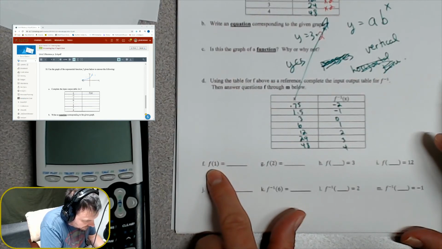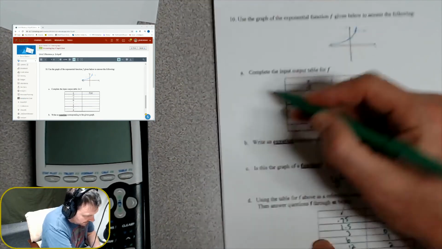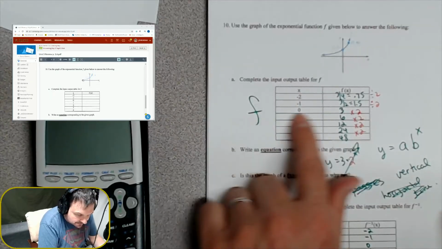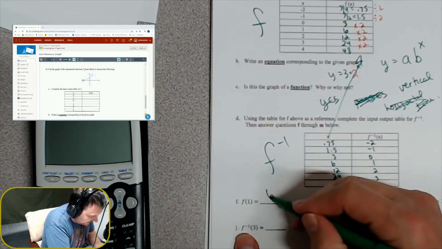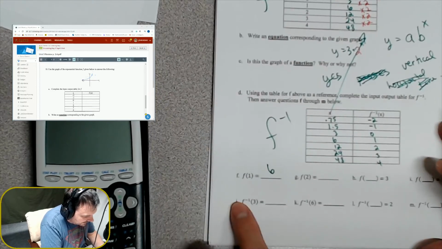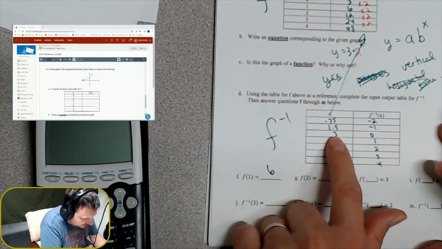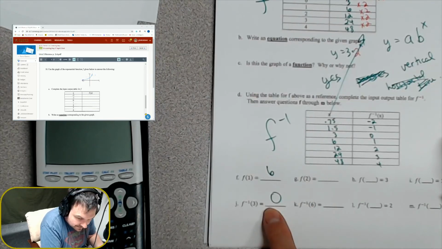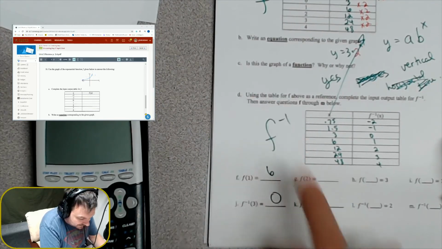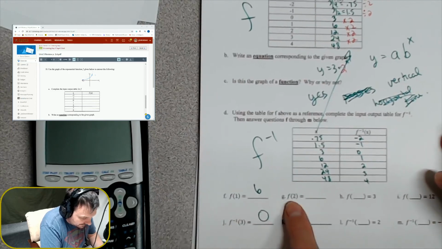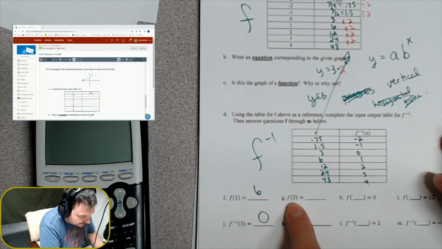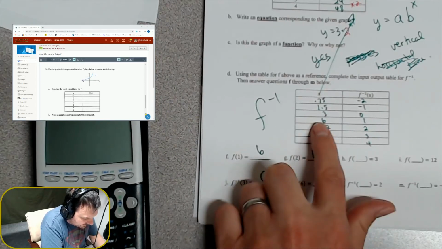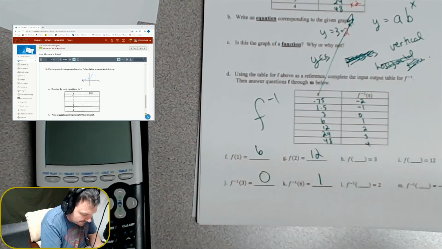When the function's 1, here's the function. This is f. This is f inverse. When the function's 1, I get 6. When the inverse is 3, I get 0. Okay, not 24. This is the inverse. I'm looking at the inverse there. Okay, when the function is 2, just read the chart, I get 12. When the inverse is 6, I get 1.